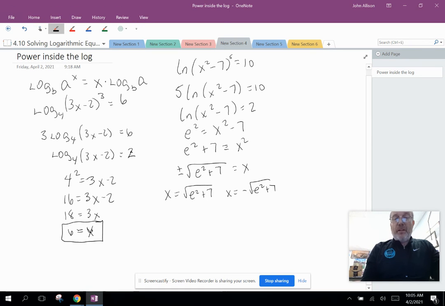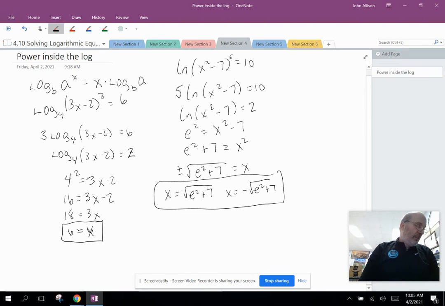So now when we square that, we're going to square it anyway. So even though we're going to plug in a negative, it's going to be squared, and we're still going to get e squared. So these are both valid solutions. Because when I square a negative, I get a positive, and I'll still get e squared plus 7 minus 7. I'll still get e squared. So that's going to be good.